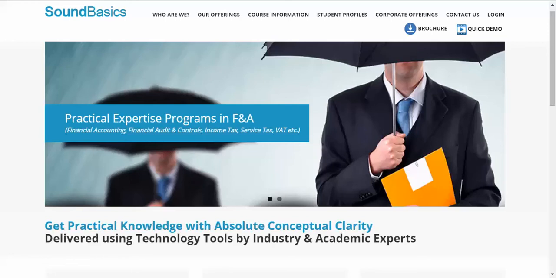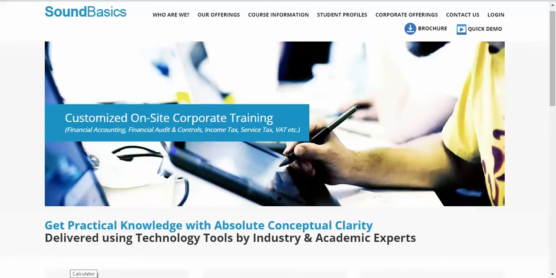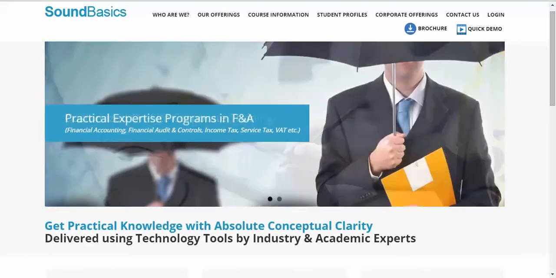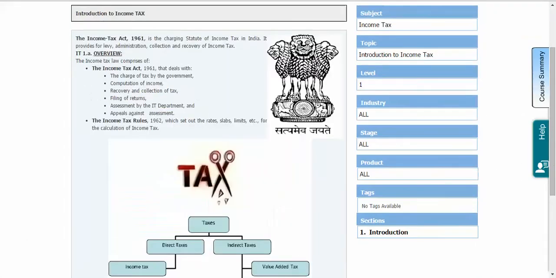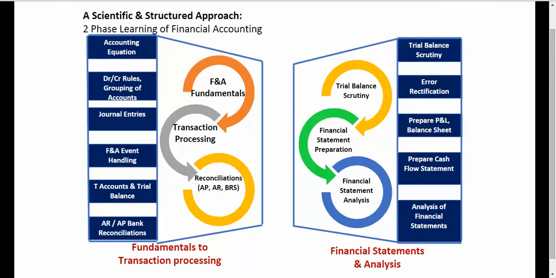The SoundBasics learning software is a technology-aided skill development tool, enabling the student to learn both the fundamental as well as the advanced concepts of subjects like financial accounting, audit, and taxation with utmost clarity. For instance, in financial accounting, the SoundBasics pedagogy follows a two-phase learning model in an extremely scientific and systematic manner.